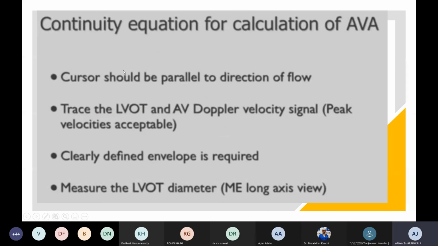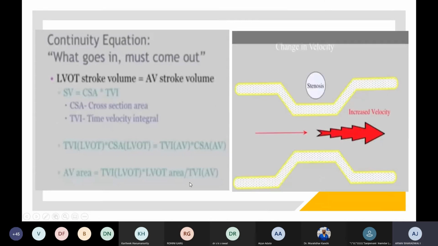pressure gradients. So another thing for objective measurement is the continuity equation for calculation of the aortic valve area. The cursor should be placed parallel to the direction of blood flow. Trace the LVOT and aortic valve Doppler velocities. Clearly define the envelope required. Sometimes you get two envelopes, that is the double envelope technique. The first one, the proximal one, is the LVOT trace, and the distal one is the aortic trace. We'll come to know in the next slides. And you can measure both LVOT as well as aortic velocity time integral and do the calculations.